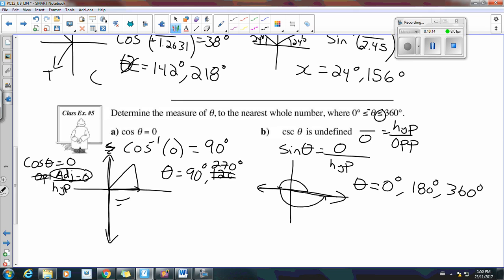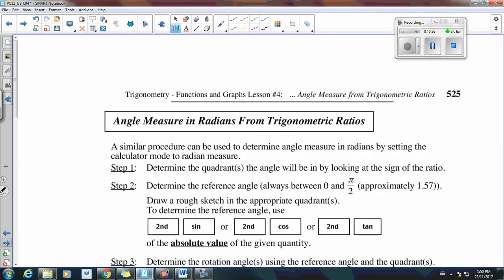So see how here it says we're including 0 and 360, so that's why we have 3 answers here. Sometimes they'll just say greater than 0 but strictly less than 360, and then we only consider the 2 answers of 0 and 180.